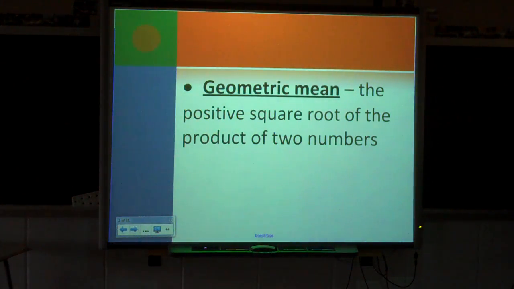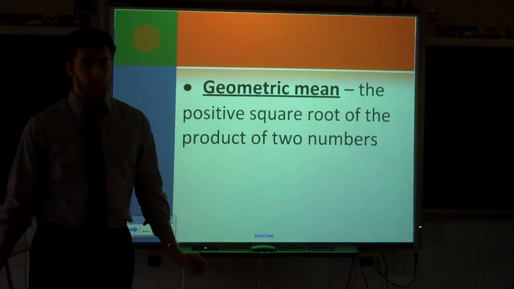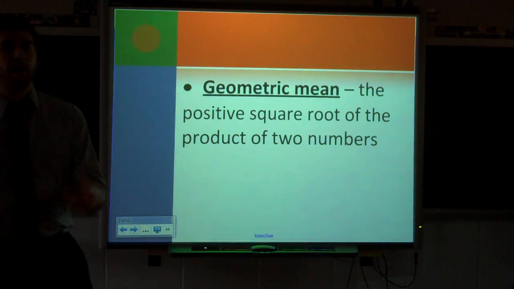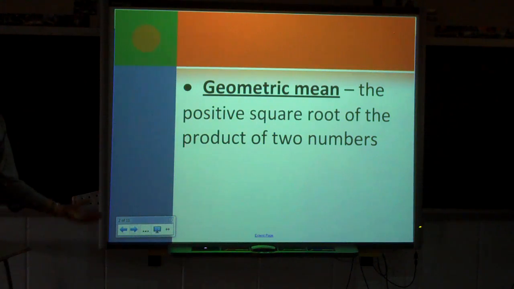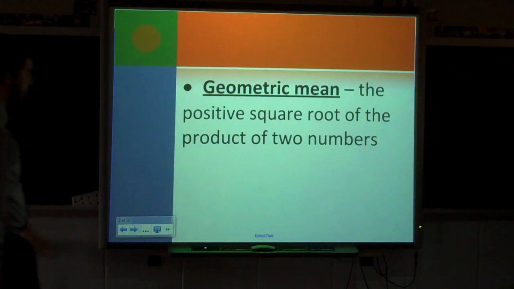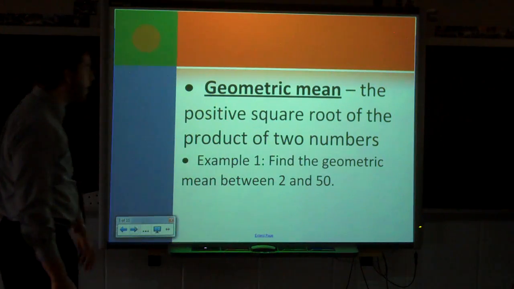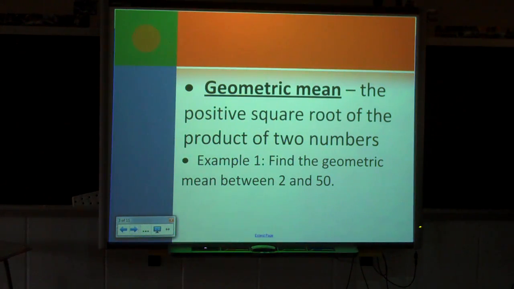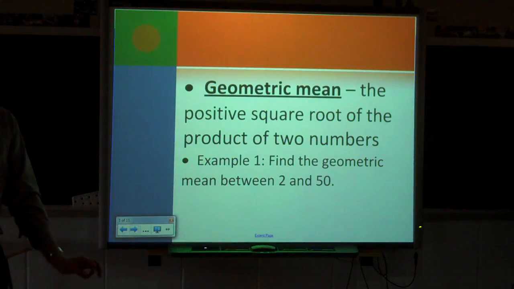That is the positive square root of the product of two numbers. So you're going to multiply them together, find the product, and once you've done that, you take the square root, and that's called the geometric mean. An example of this, and I'll show you how easy it is to do. We're going to find the geometric mean between 2 and 50.